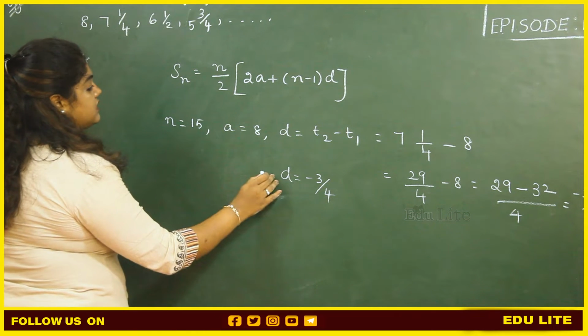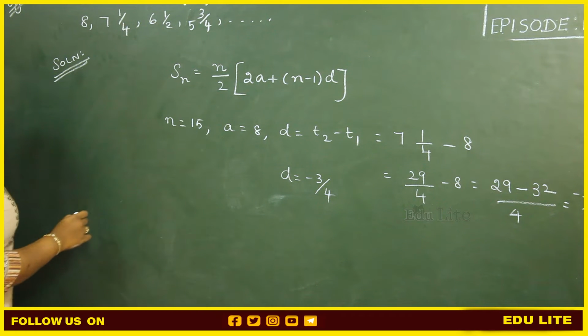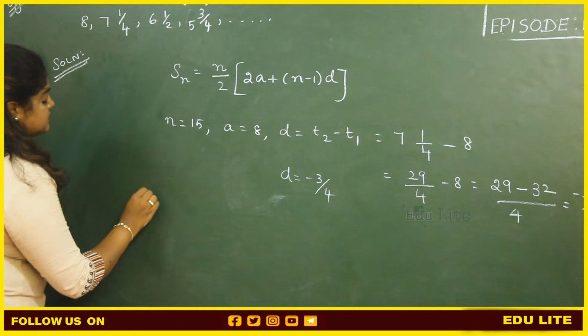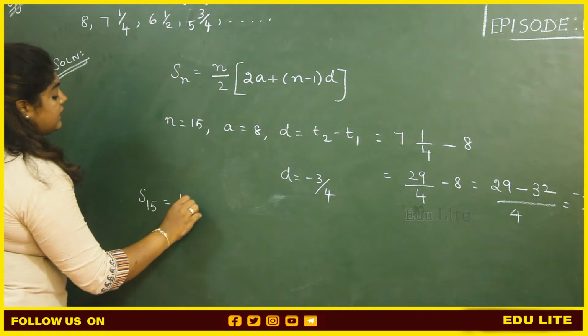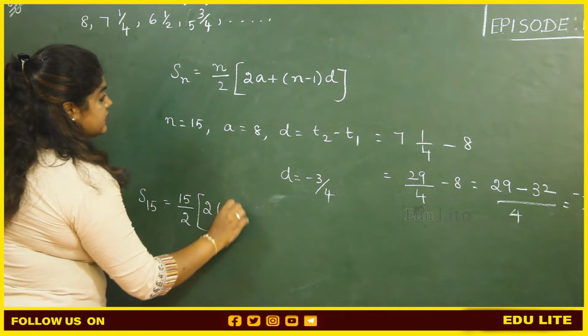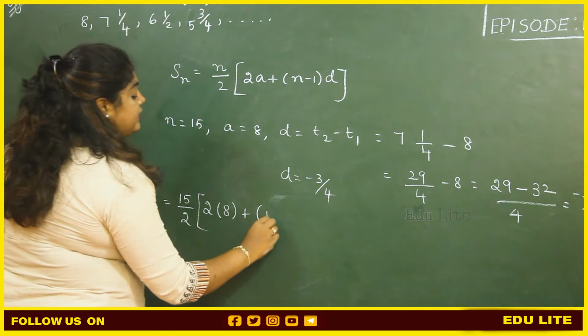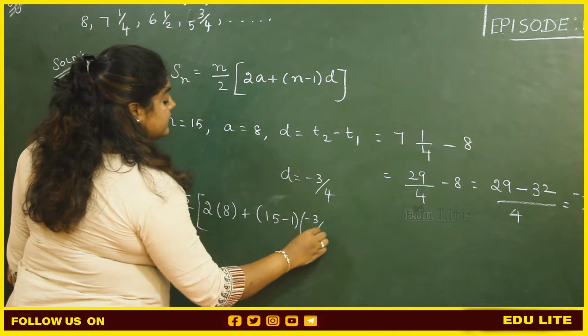Let us substitute all these values in this formula. We can find the value of Sn, that is the sum of the first 15 terms. Therefore, S15 is equal to 15 by 2 into 2 into the a value, which is 8, plus the n value 15 minus 1 into the d value, which is minus 3 by 4.